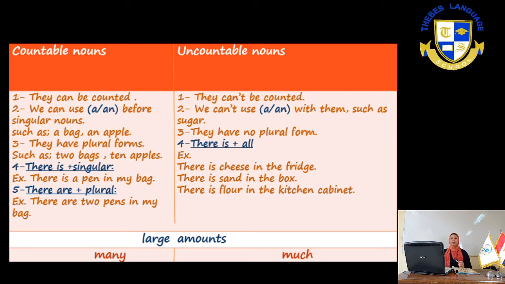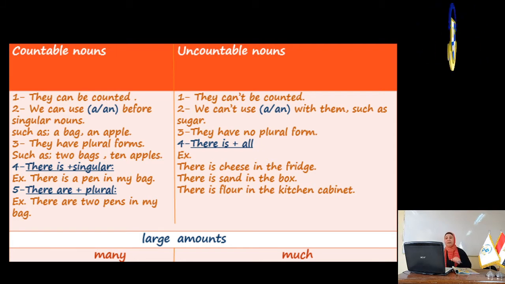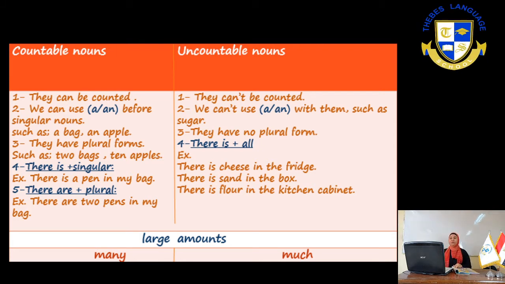Number 4, there is plus singular. Like the example here, there is a pen in my bag. Number 5, there are plus plural. Example, there are 2 pens in my bag. For large amounts, we say many. I have many students in my classes. I have many dresses in my drawer.